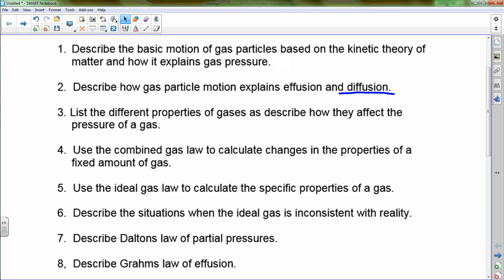Effusion is much the same thing, except in a container, those molecules, as they're bumping into things, every once in a while they'll find their way through a pore or a hole in the side of the container and escape. And that's effusion.